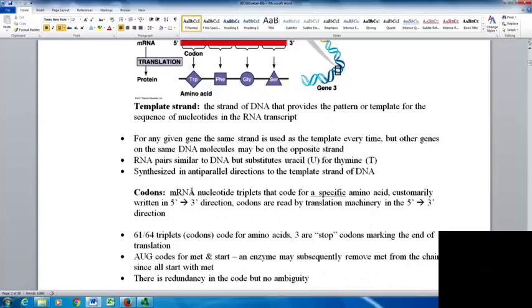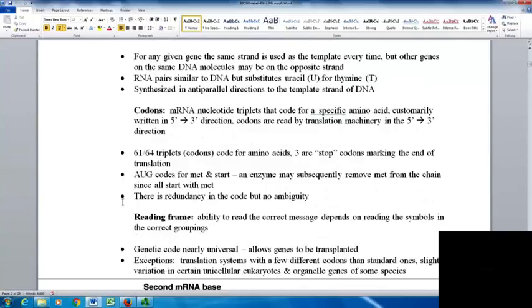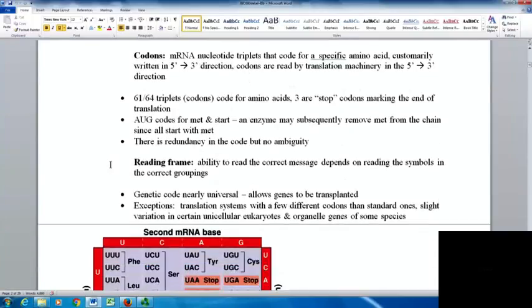Your codons, these are the mRNA nucleotide triplets that code for specific amino acids. They're customarily written in the 5' to 3' direction because they are read by the translation machinery in the 5' to 3' direction. So we have 64 codons. 61 of them are going to code for amino acids. 3 of them will be stop codons that mark the end of translation.